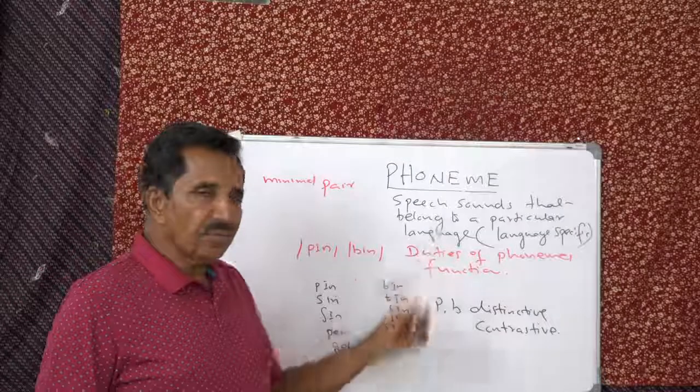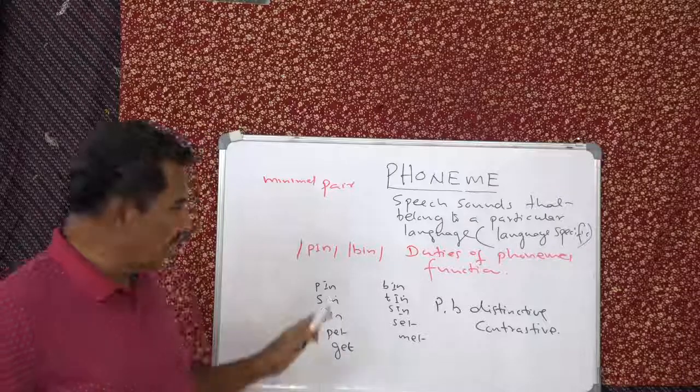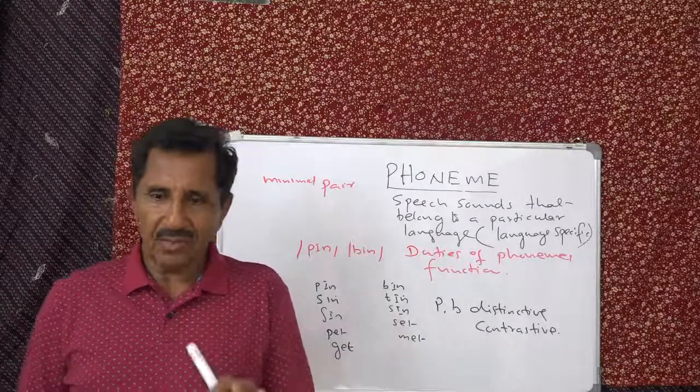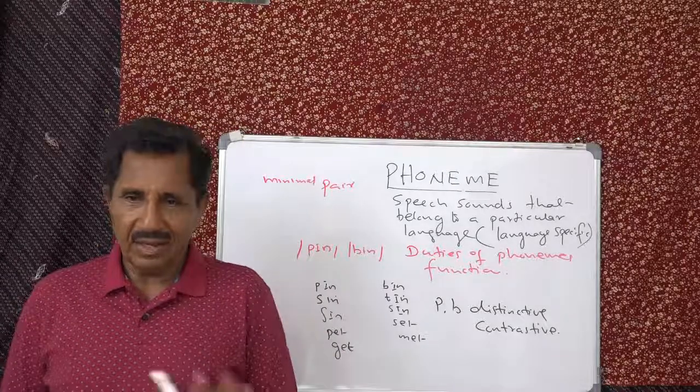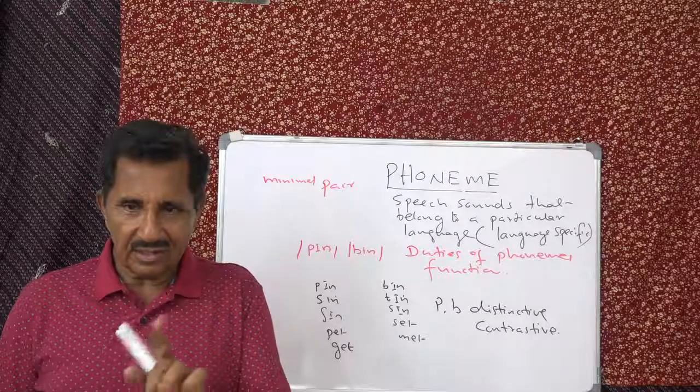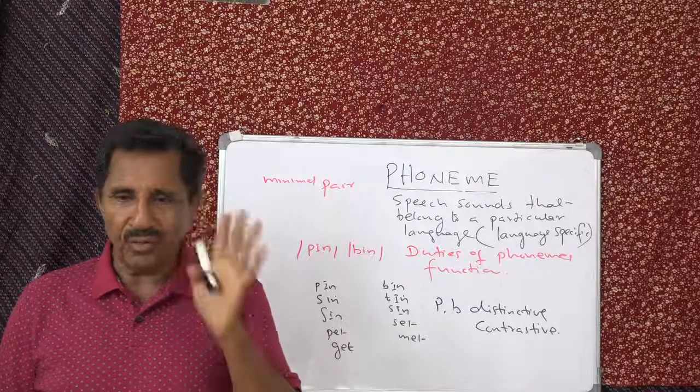There are 44 of them. You can see all the 44; you can test like this. You can use the minimal pair test. First point is, what is a minimal pair? Two words between which there is a difference of only one phoneme.